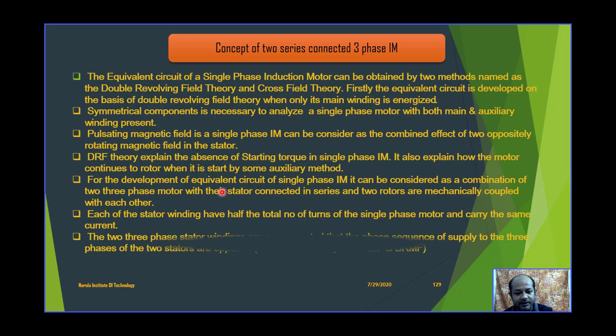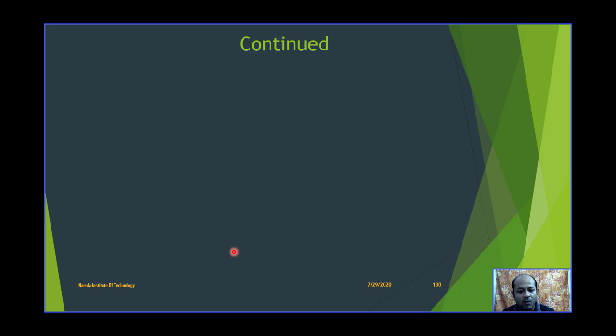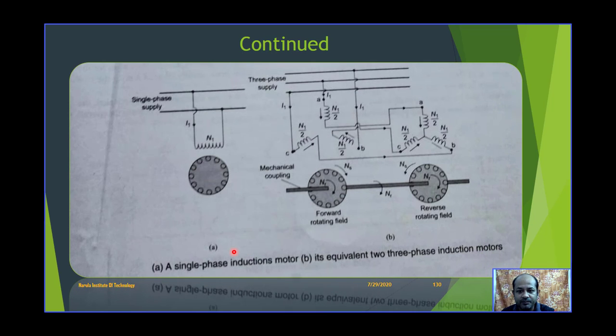Okay, so that is what we have to keep in mind, that the phase sequence of the supply of the three phases of the two stators must be opposite. So if we now look at the picture, this is the pictorial representation of a single phase induction motor.